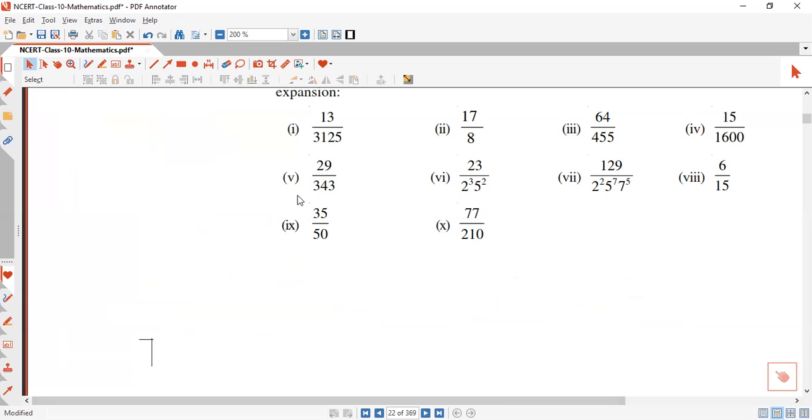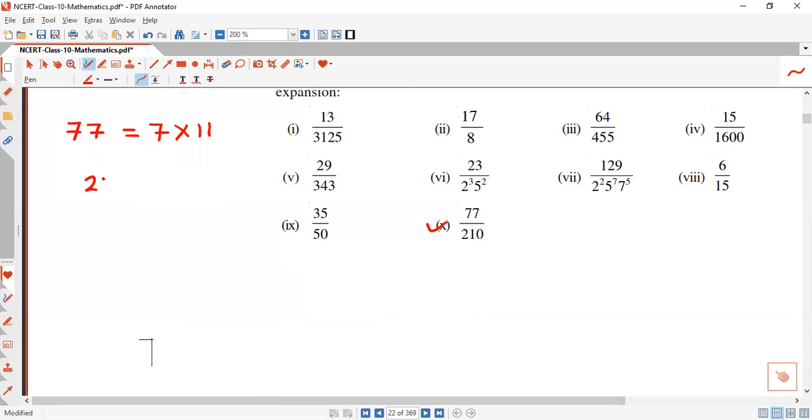Question number 10. 77 upon 210. So here this number is 77 upon 210. First we do the factors. 77 has a factor of what? 7 into 11.